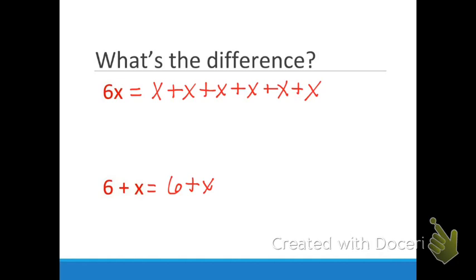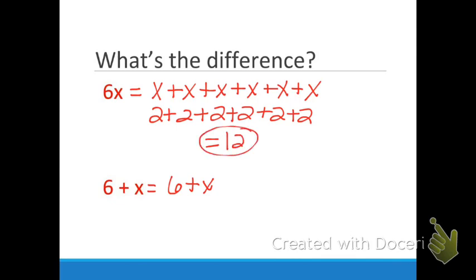Let's pretend that I told you that x was equal to 2. So if x equals 2, what we would have right here is 2 plus 2 plus 2 plus 2 plus 2 plus 2. What is that? 12. Good. Thank you, Ronnie. 12, right? Add up all those 2's and we get 12. But on the second example, we would have 6 plus 2. What is that? It's only 8. Do you see that they're different things?